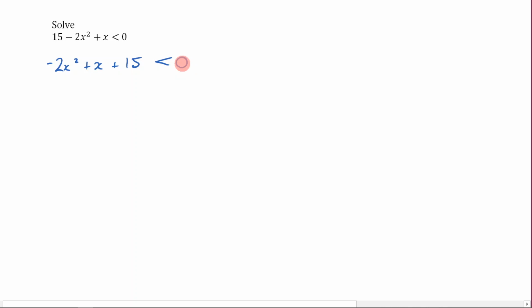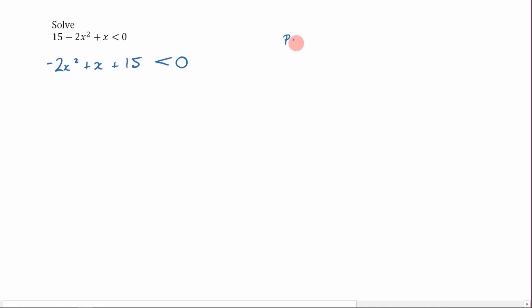Now we need to factorize it. Now there are different ways to factorize a non-monic. It's non-monic because I have a negative 2 in front of my x squared term. I'm going to show you the way I do it, but if you use the crisscross method, it doesn't matter. As long as you can factorize successfully, that's all that matters. So my method is I do it this way.